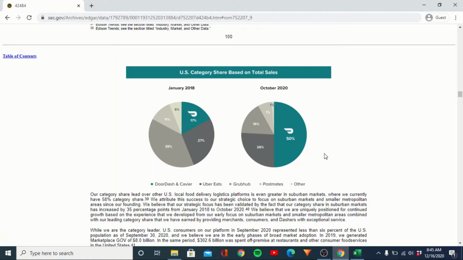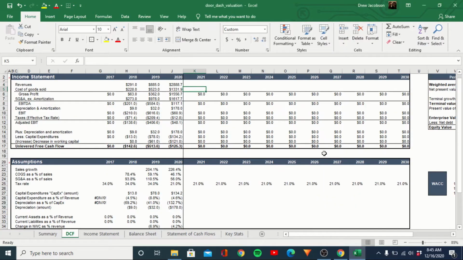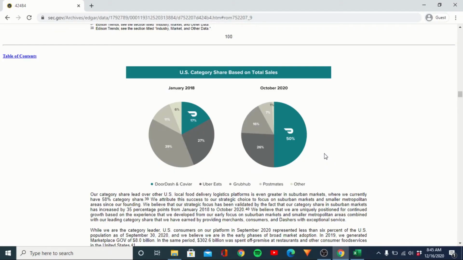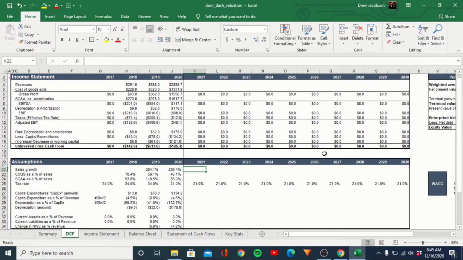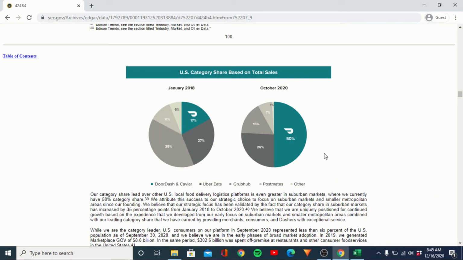I think it'll be hard for them to get too much higher than 50% market share, especially with Uber really focusing on this now. But we'll see. Honestly, I don't think they're going to continue growing 200% a year. From 2018 to now, they've gone from 17% to 50%, so they've basically quadrupled their market share, which is reflective in their growth. Their revenue's gone up 10x, and they've quadrupled their market share.